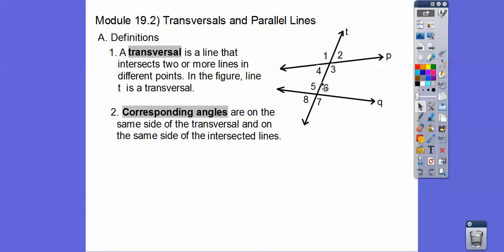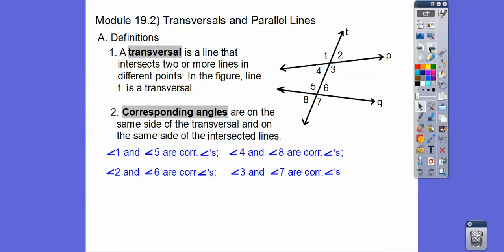I tell my kids, imagine if this line slides down and goes right on top of this line right here. Angle 1 would slide right down on angle 5, and angle 4 would slide right down on angle 8. Angle 2 would slide on 6, and then 3 would slide on 7. So those are all our corresponding angles, and that's how I abbreviate corresponding angles in my class. Just do a little angle symbol right there.